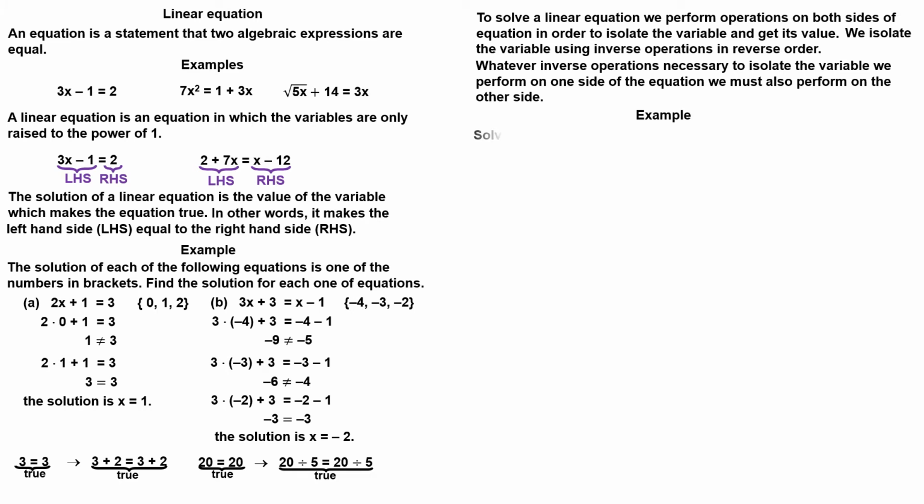Example. Solve for x the following equations. 8x plus 10 equals 26. The inverse operation for plus 10 is minus 10, so subtract 10 from both sides. The inverse operation of multiply by 8 is divide by 8, so divide both sides by 8 and simplify. In short, to isolate x, we first subtract 10 from both sides, then divide both sides by 8.